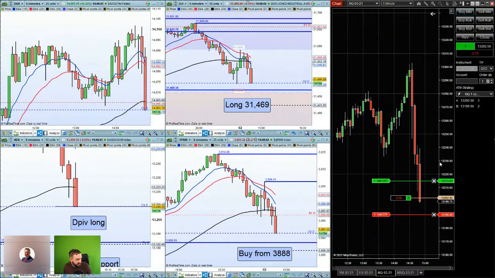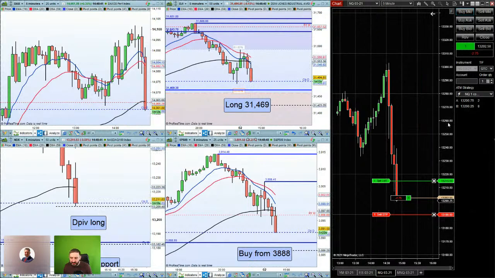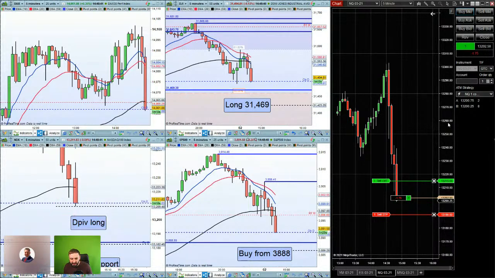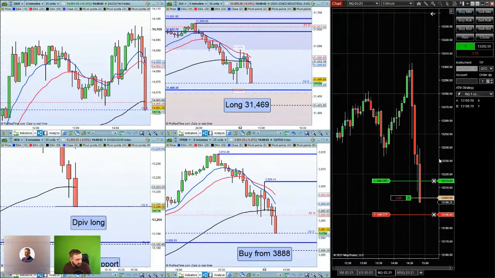This is a good example of a smaller loss. This is a pivot reversal on the NASDAQ. You can see here on the bottom left, you've got the black horizontal line, and we've got daily pivot long, we've got monthly pivot. That's a trade plan on the NASDAQ. We're anticipating this market to bounce off this level. So we get long here.